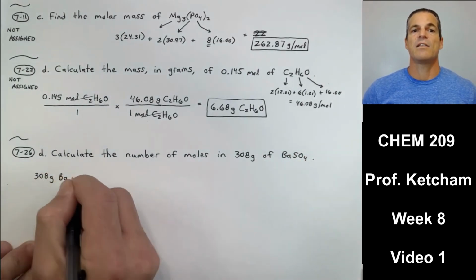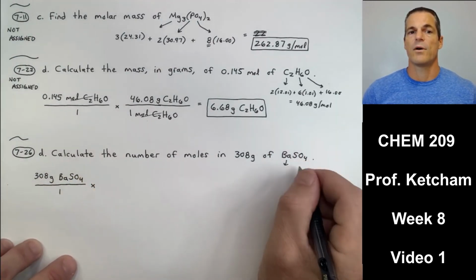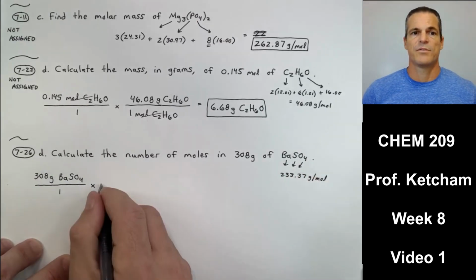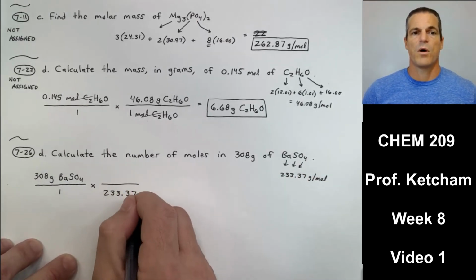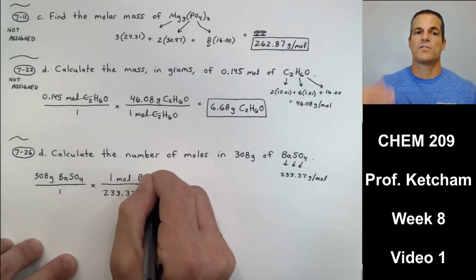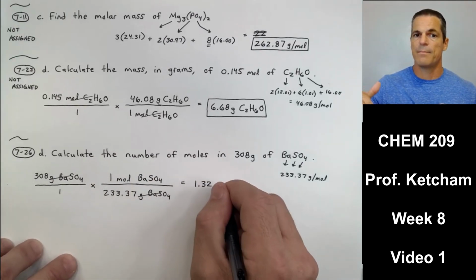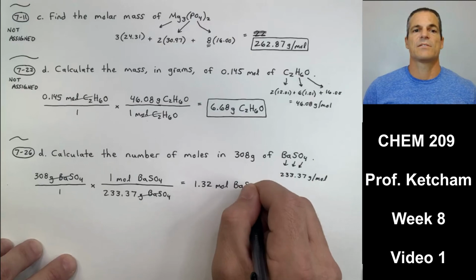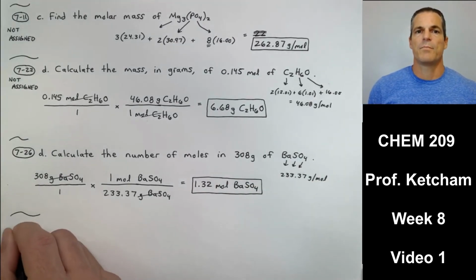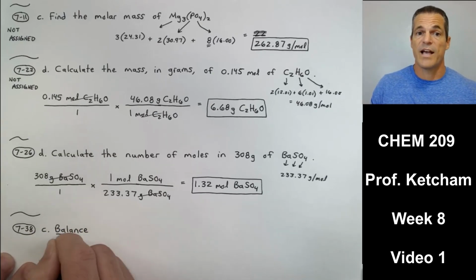26D, calculate the number of moles in 308 grams of BaSO4. All right, so now we're just going the other way. This is the opposite of 22. Start with what you're given, put it over 1, 308 grams, and now I've got to get into moles. So for every 233.37 grams of BaSO4 on the bottom, I have 1 mole of BaSO4. It's very important to write out all your units when you start with what you're given, put it over 1, and move left to right. You're following the units more than you are the actual values.